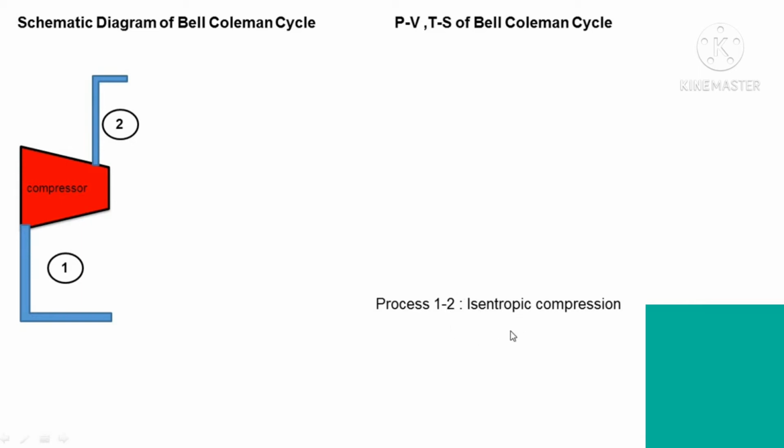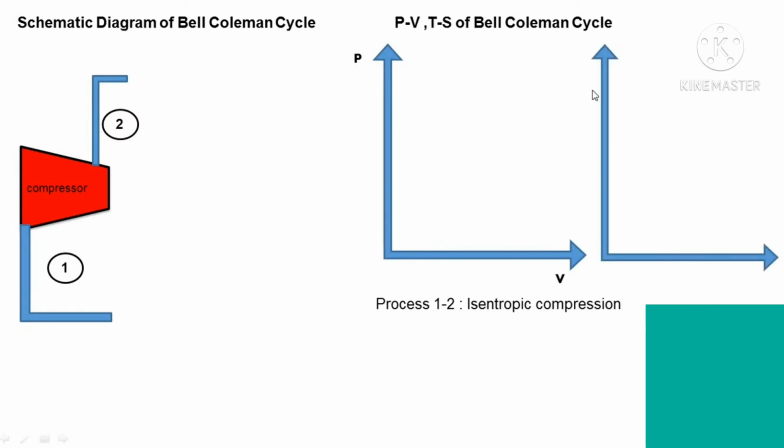Now we will see how to represent the process 1 to 2, that is isentropic compression of air, on the PV and TS diagrams. PV means the pressure versus volume diagram. You have to take pressure on the y-axis and volume on the x-axis. As the air gets compressed from low pressure to high pressure at inlet, the same is shown on the TS diagram, that is temperature on the y-axis and entropy on the x-axis.